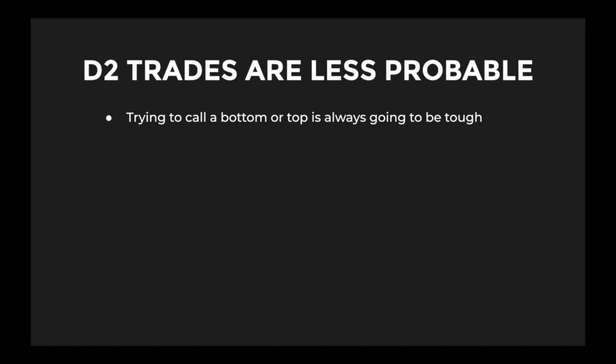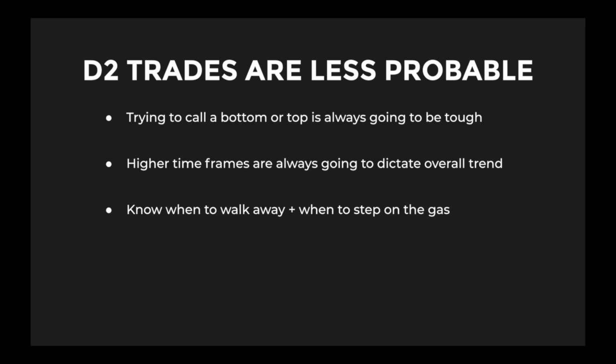Now, the reason these are less probable is because you're basically taking a D2, you're basically trying to call the bottom or top, and that's always going to be tough. It's important to keep in mind the direction of the higher time frames because that is always going to dictate overall trend. And it's important with these D2 ideas to also know when to walk away. There's going to be a few examples that I show you here in this chapter where very clearly, if you stayed and tried to jab at it, you could have easily taken 5, 6, 7 trades, all losses. So you have to be careful and have to understand how to use the higher time frames to make sure that you're not trying to buy something at the bottom when it's clearly falling on every other time frame.